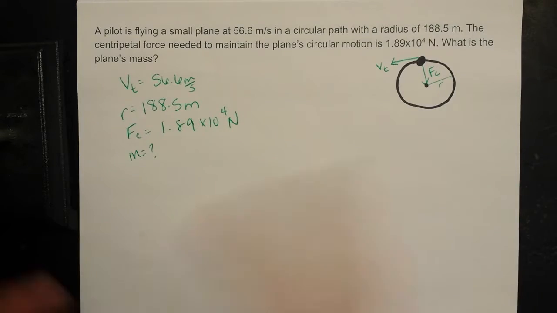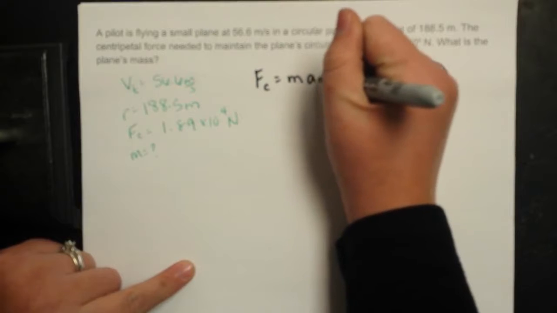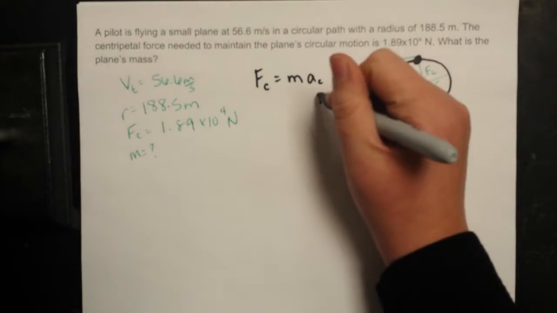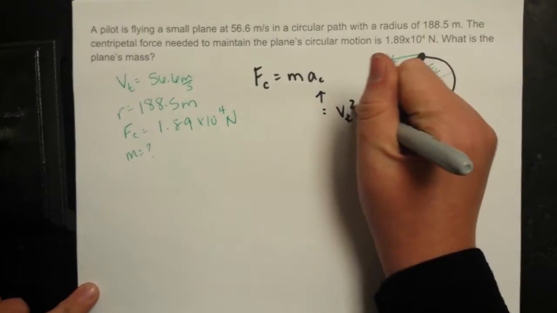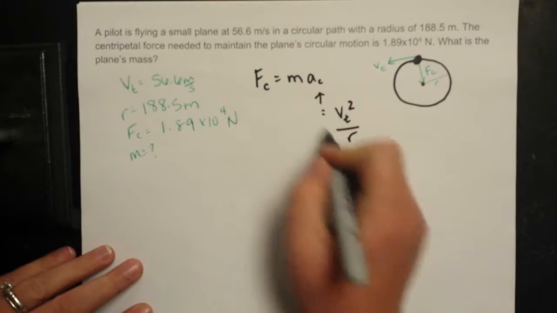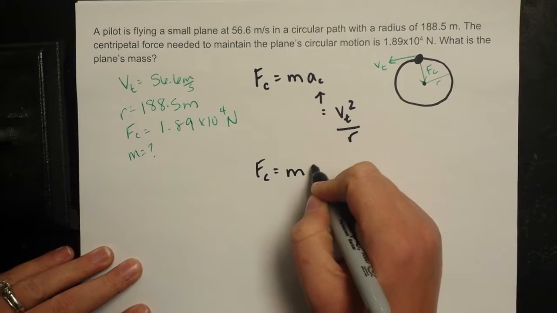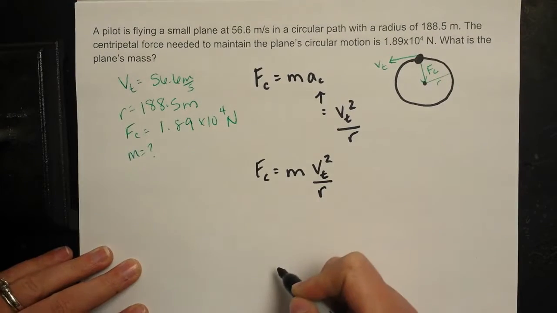All right, well, we know that the centripetal force is equal to mass times centripetal acceleration. This is just another application of Newton's second law. But we also know that centripetal acceleration is equal to our tangential speed squared divided by the radius. So we can rewrite this whole thing as centripetal force is equal to mass times Vt squared over r.